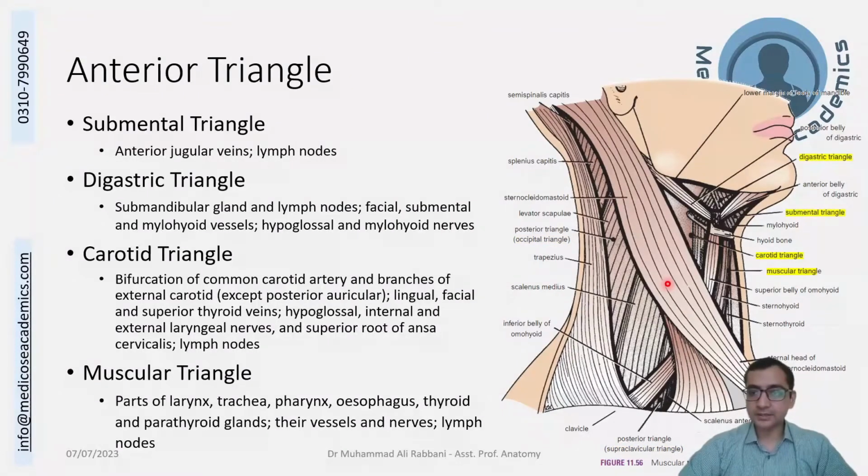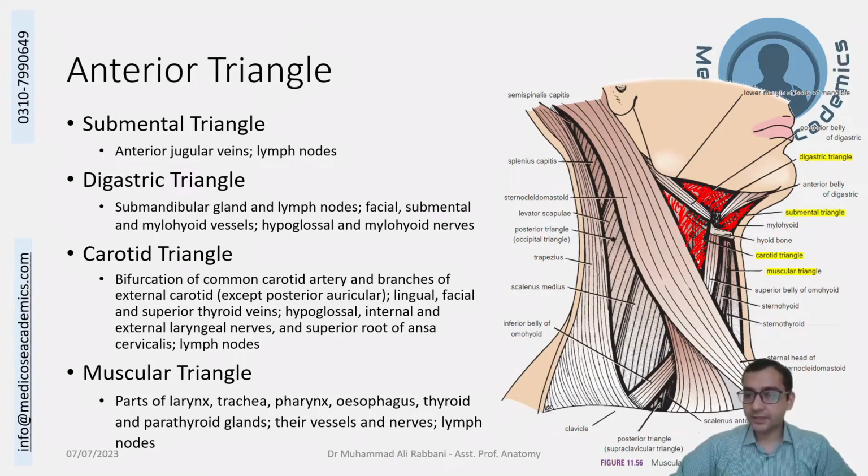Before moving into the contents, let me show you this picture. If you're reading Snell, you will see this picture. Submental triangle: between the midline, hyoid bone, and the anterior belly of digastric. Submandibular triangle, digastric triangle: between the margin of the jaw, and the anterior and posterior bellies of digastric. Carotid triangle: present between the posterior belly of digastric, superior belly of omohyoid, and the sternocleidomastoid.